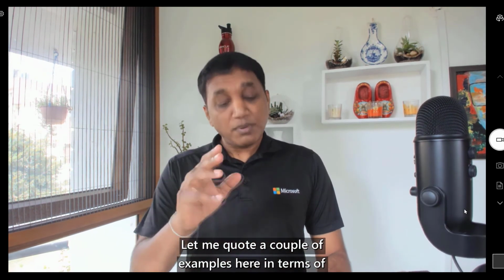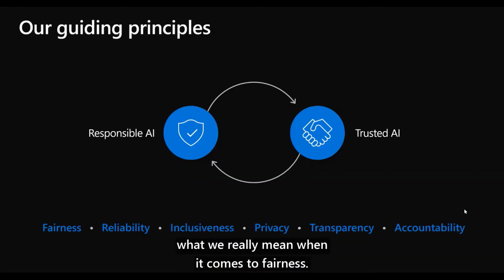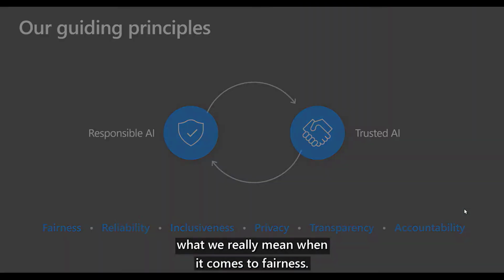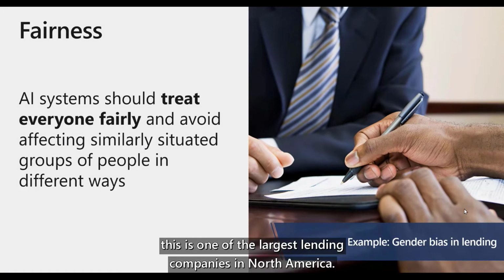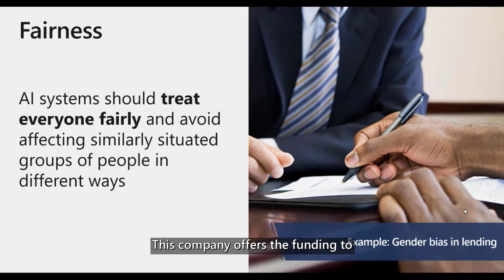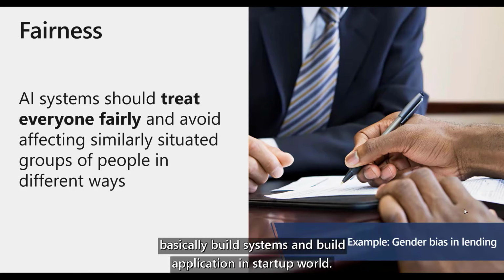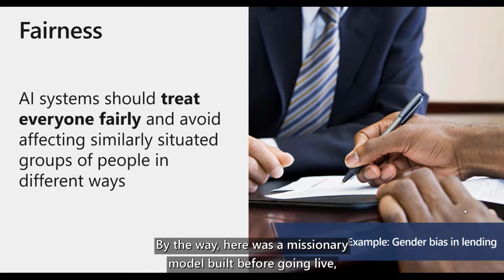Let me quote a couple of examples here in terms of what we really mean when it comes to fairness, right? A simple example I can quote here is one of the largest lending companies in North America, and this company, of course, offers capital, or rather funding, to startups who want to build systems and applications in the startup world. Now, by the way, there was a machine learning model built before going live. Yes, this machine learning model was put into production.